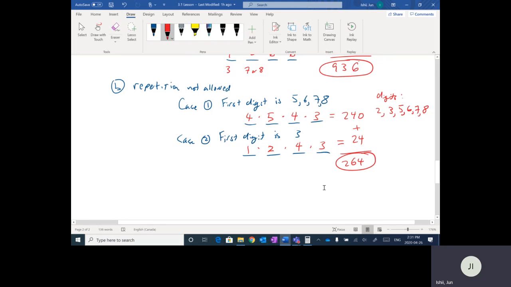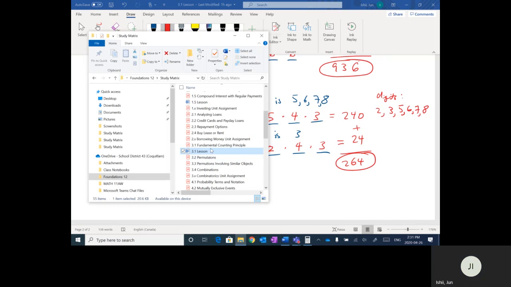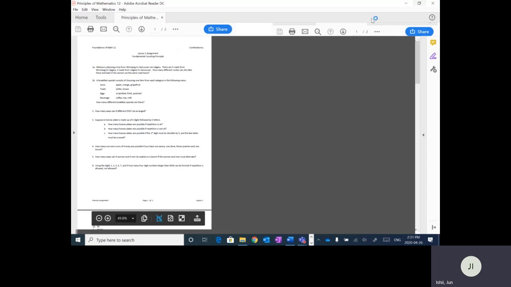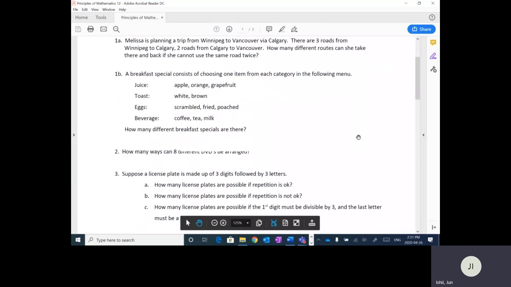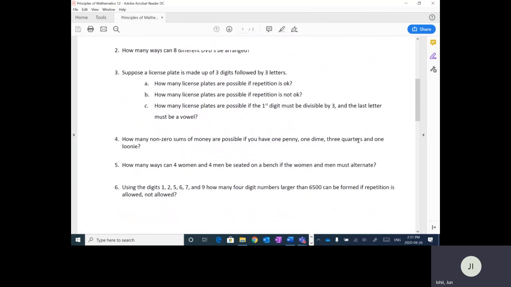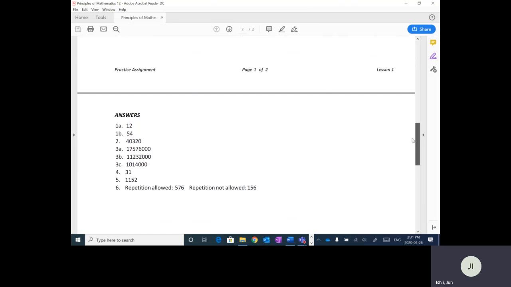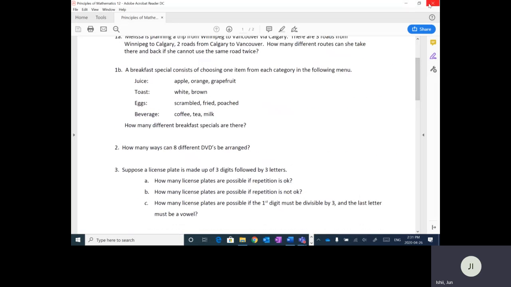All right, guys, cool. So this is the fundamental counting principle. That's kind of the basic idea. So the practice worksheet here is fairly short, actually. There's only 6 questions here. Okay, so work your way through those, check your answers, and hopefully this is making sense.